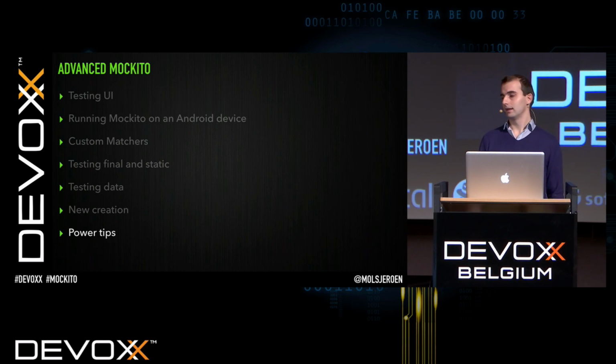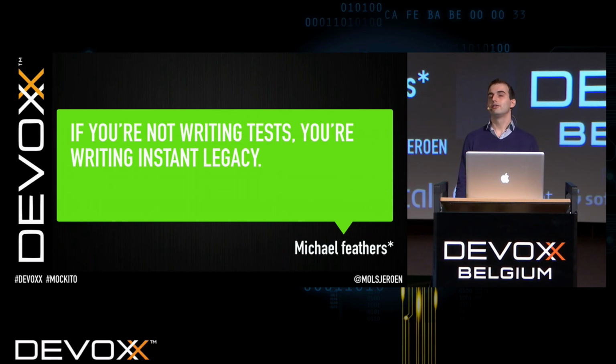Okay, then finally some power tips. If you're not writing tests, you're writing instant legacy code. Maybe it's different in the Java world, but at least on Android, you can see that apps used to be fairly simple. They're getting more and more complex every day. And the more complex a project becomes, the more expensive it was to create it. So the less likely you're going to be to throw it away. So you won't start over as often anymore.